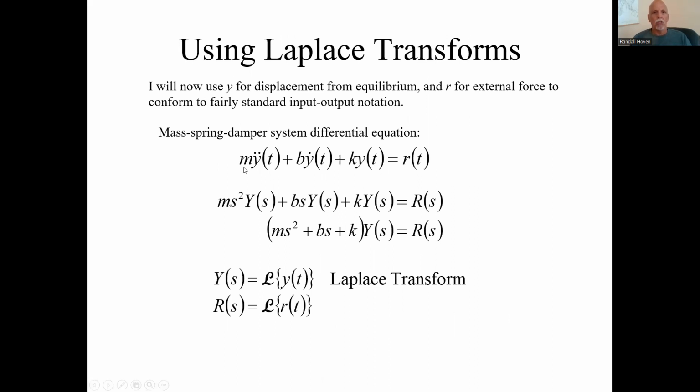So you take a differential equation like this, which in our case earlier modeled a mechanical system, a mass spring damper system. Each derivative you just multiply by s times the Laplace transform of the signal y. So this second derivative, s squared, first derivative s, no derivative, just 1. Which gives us this times the Laplace transform of y. And on the right side is the Laplace transform of the forcing function. We're talking about Laplace transforms of the input and the output y.